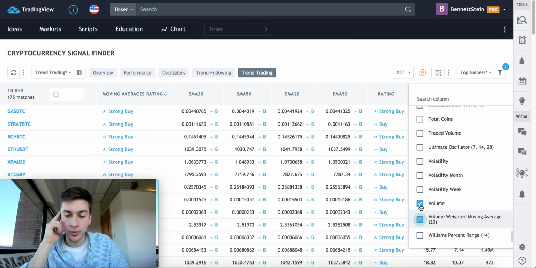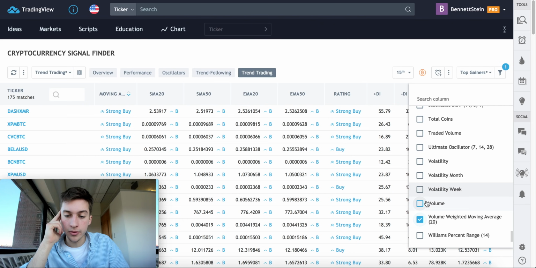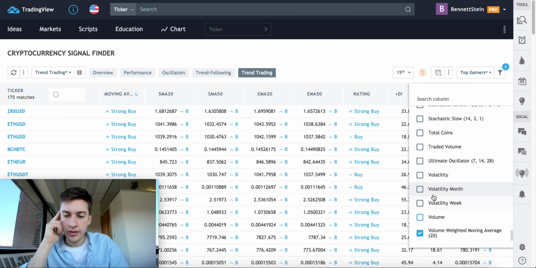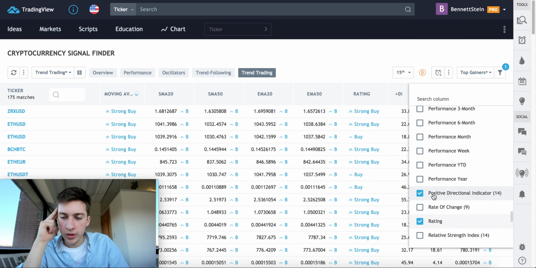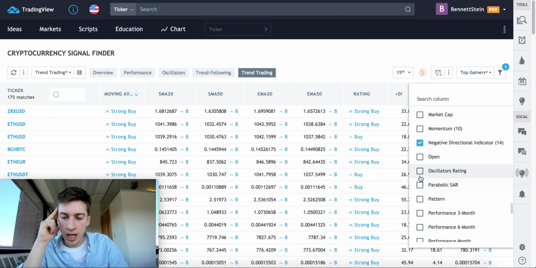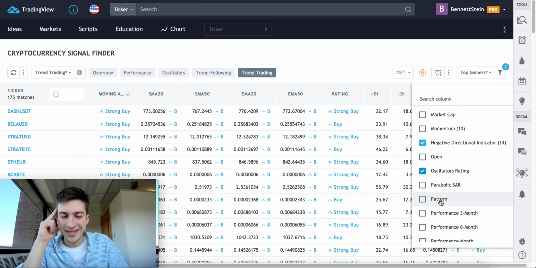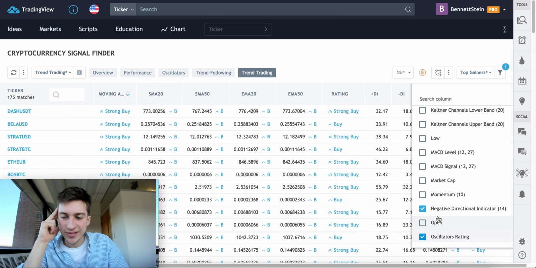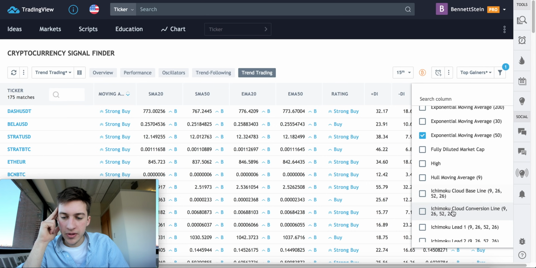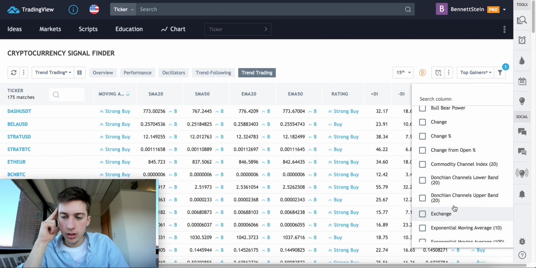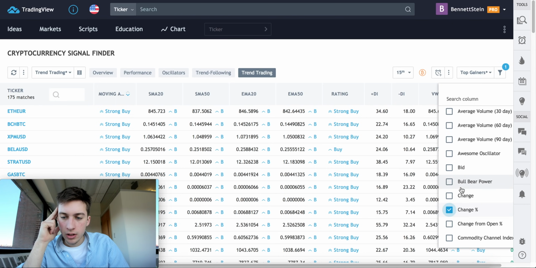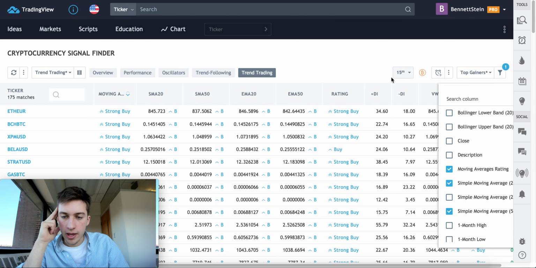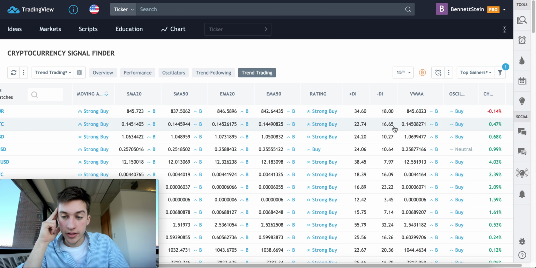Let's use volume weighted moving average. I'm going to select volume because we have the moving average here. And anything else that we want to add to our trend trading setup, oscillators rating, why not? Let's put that one on there as well. Candlestick patterns, it even has that. That's so cool. I could put on candlestick patterns. Ichimoku, I know a lot of people love that one. Yeah, change percent is important. Okay, so I think we have a lot of indicators here, which is awesome.